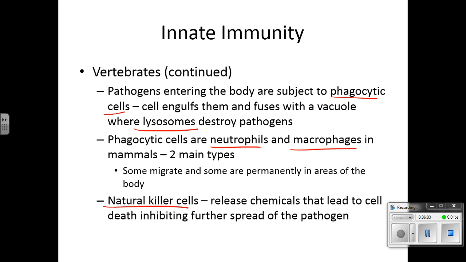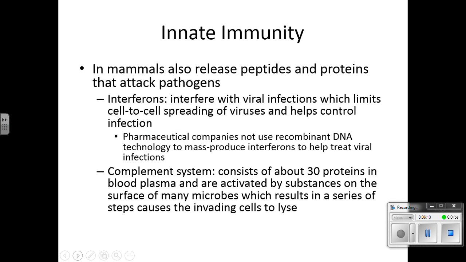It's kind of like when somebody tries to enter a country. You've got the first line of defense, and then if they get further, you've got a second line, and if they get further, it's going to keep building until hopefully somebody along the line can get rid of them. In mammals, they also release peptides and proteins that attack the pathogens. Interferons interfere with viral infections, and they limit cell-to-cell spreading of viruses and help control the infection.